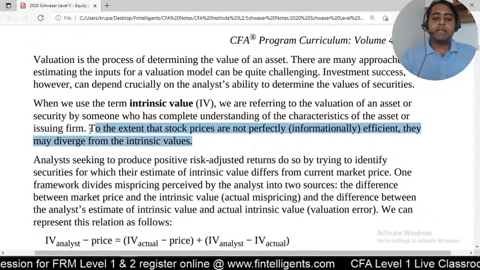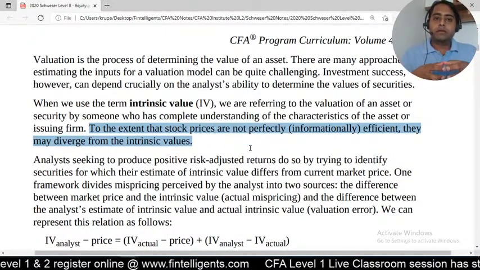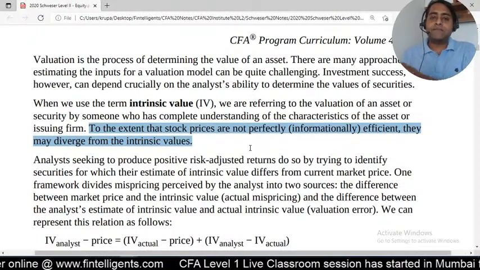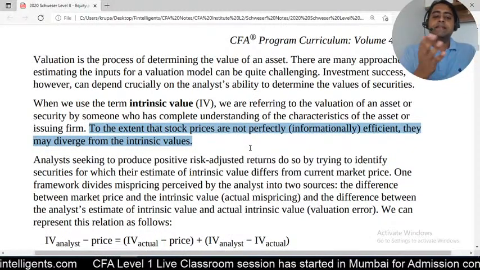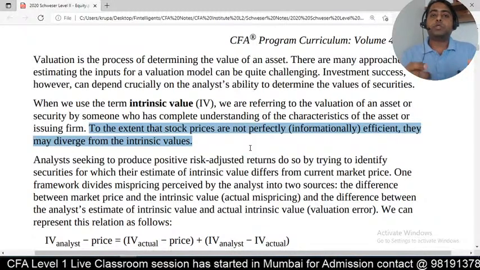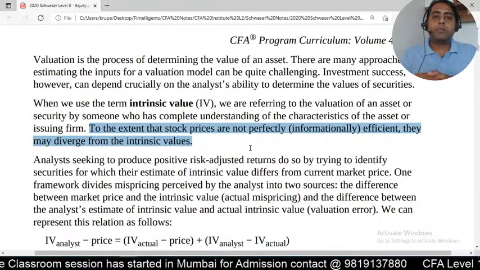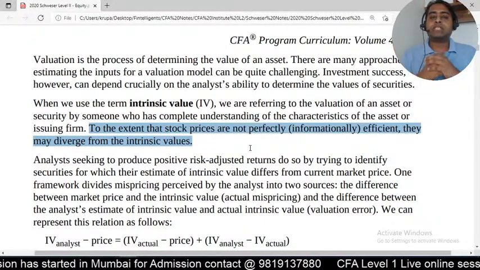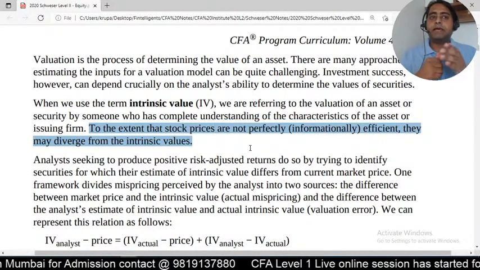The last 2 lines primarily focus on what happens if the information in the market is not perfectly efficient. We see that the market price of that asset and the intrinsic price of that asset deviate, and that is where the opportunity lies. Because if the market price and intrinsic value actually match, then there is no opportunity for you to take a buy or sell position. Read the last 2 lines of the paragraph.